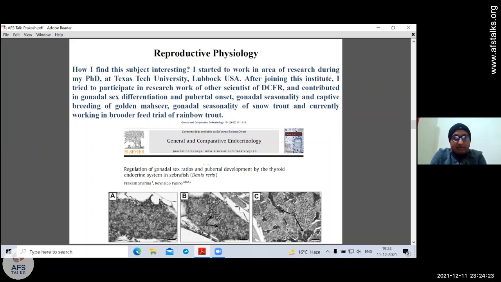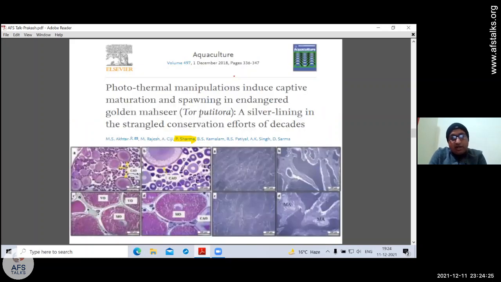And after coming back from there, I got an opportunity to work with people at DCFR, Dr. Akhtar, CG, and we worked on photothermal manipulation and its response on gonadal maturation of golden mahseer. So this was one of the works on histology-based reproductive physiology study at DCFR.